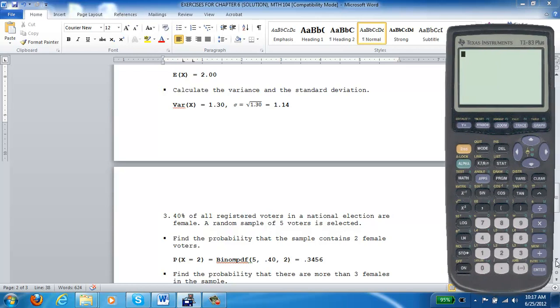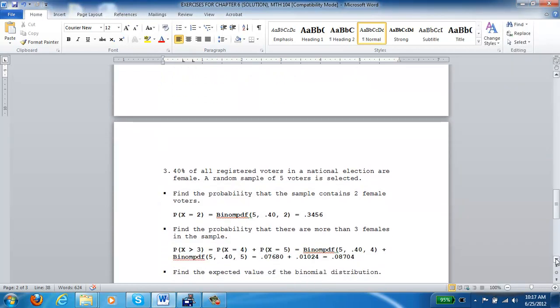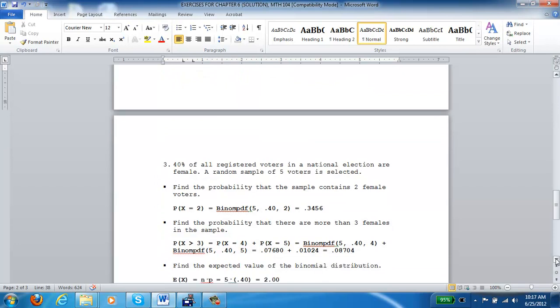Now, let's go to see the second part of problem number 3. More than 3 means 4 and 5, and we have to stop at 5 because we have a sample of 5. So we have to do the same steps twice. One step is when x is equal to 4, and the second step when x is equal to 5.